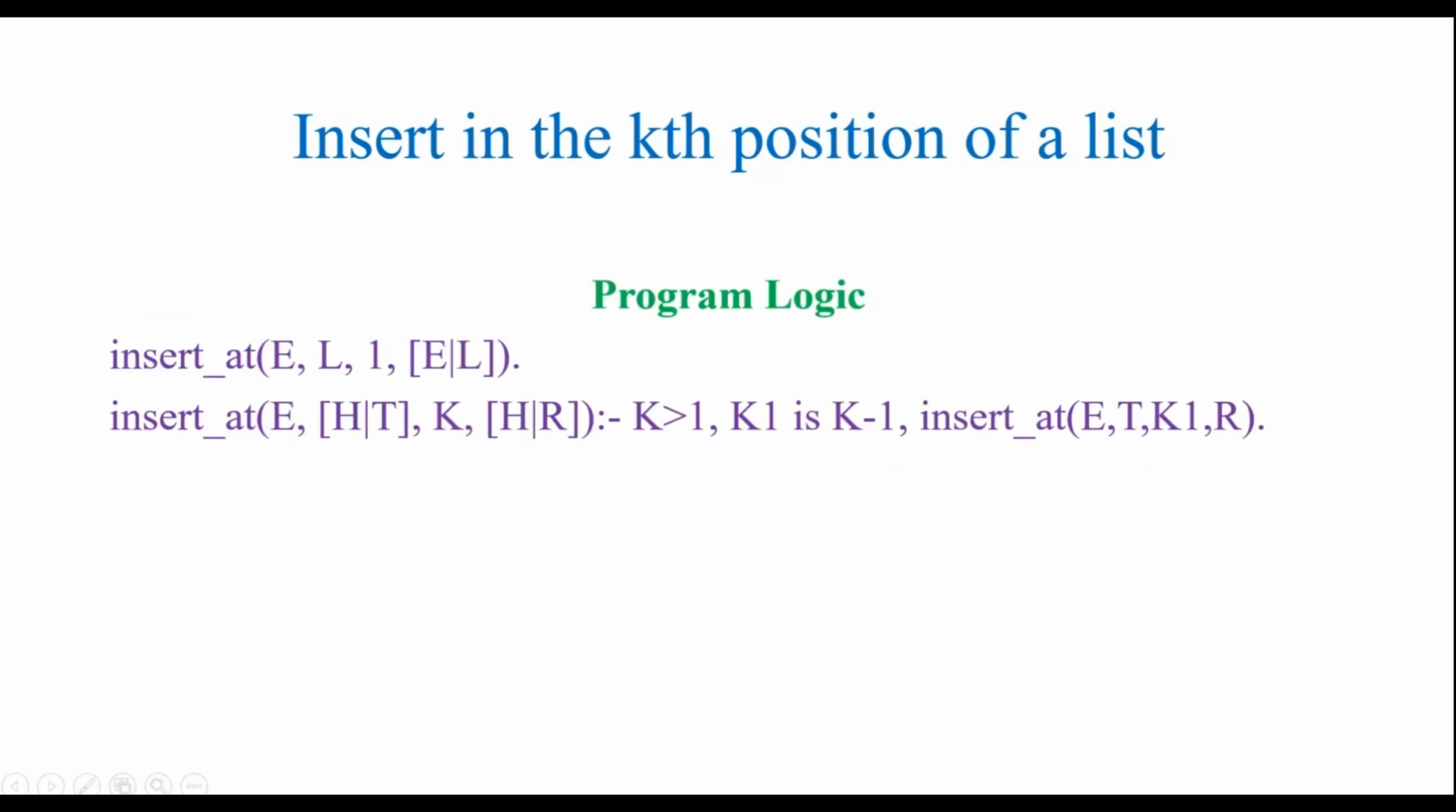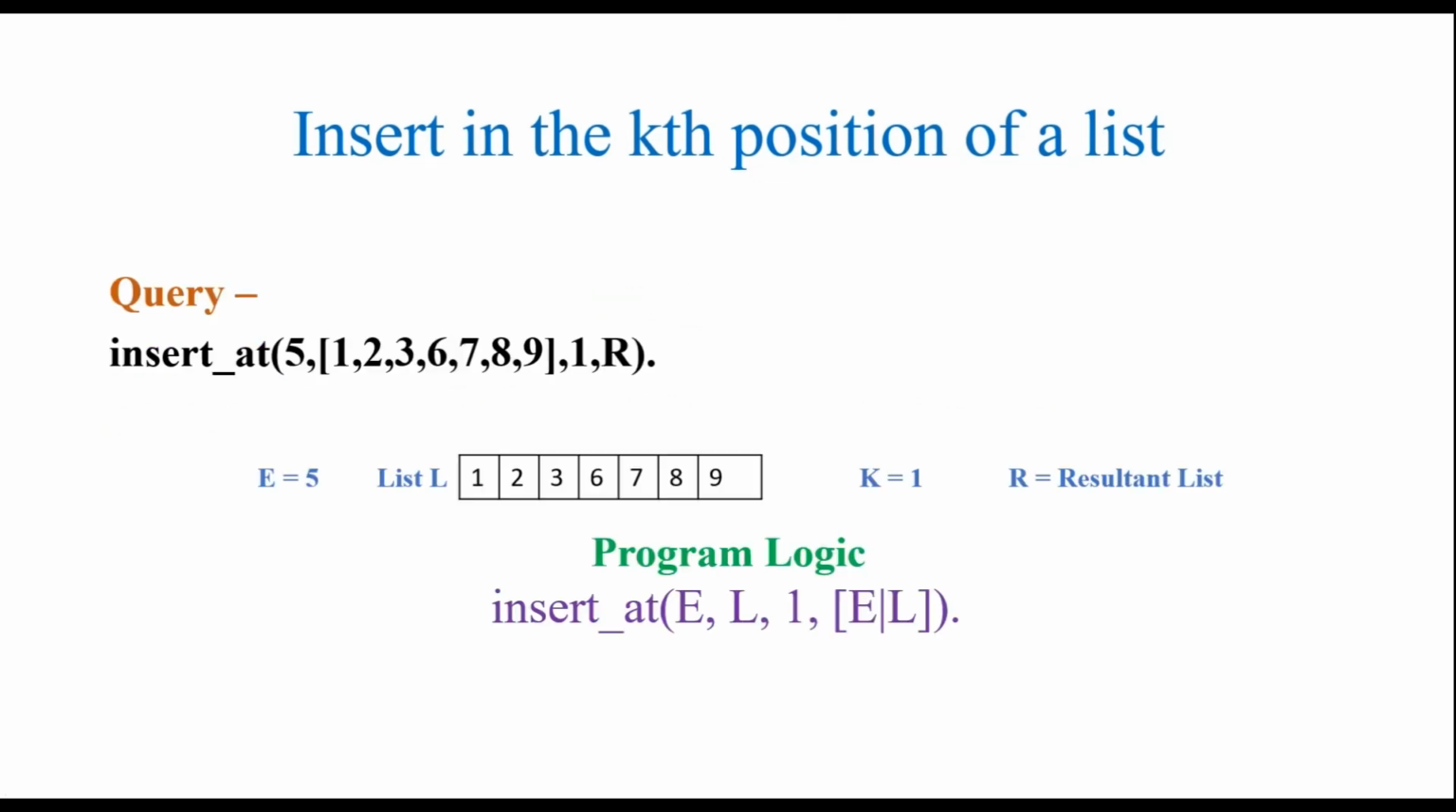Now the program logic comes in two lines. The first line indicates the base case, and the second line indicates the recursive logic of the program. Now in the base case, if the position given is 1, then whatever my element is will be inserted at the beginning of the given list. So basically that has been done over here. E is nothing but the element, which becomes the head of the given list. And in this way, the answer comes in the variable R.